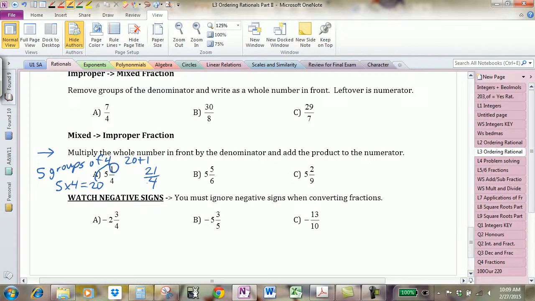So 5 groups of 4, we multiply. So B, what do we multiply? 5 times 6, which equals 30. And what do we add? Plus 5. So what's the fraction? Is it improper? 35 over 6. Complete C, please. Don't call it the answer.